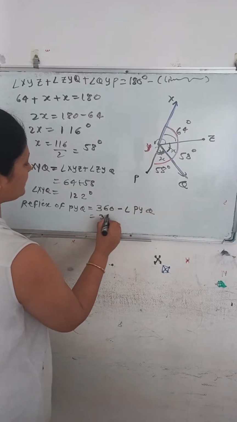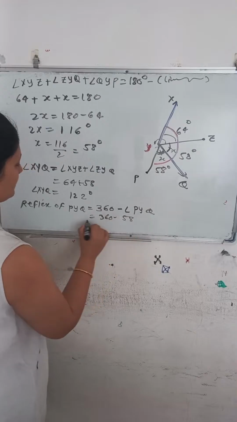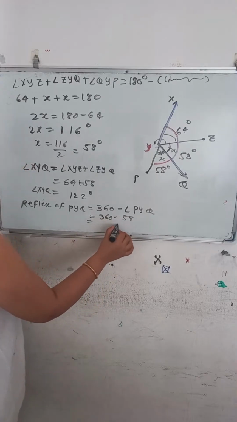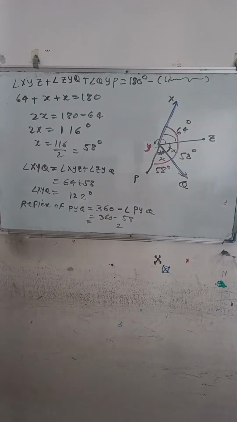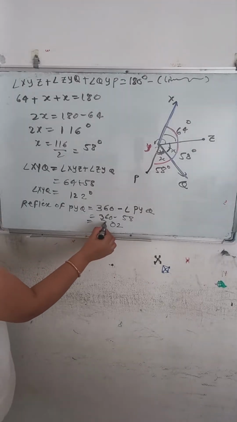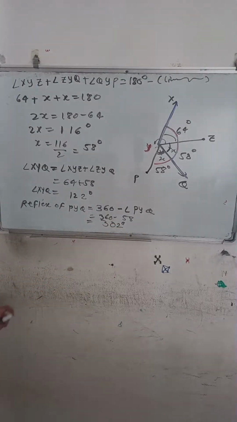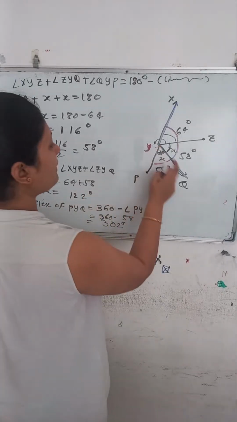So here 360 minus 58. So 10 minus 8 is nothing but 2. So that is again here 0, and this is nothing but 3. So 302 is the reflex angle of PYQ.